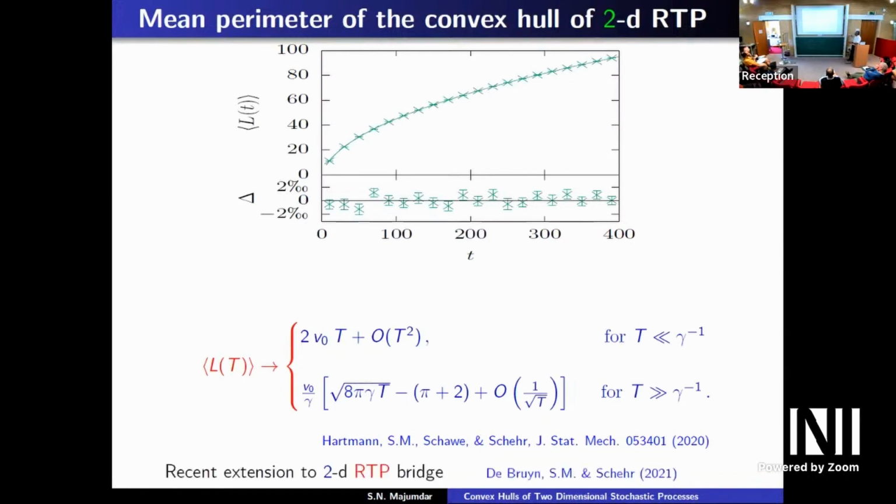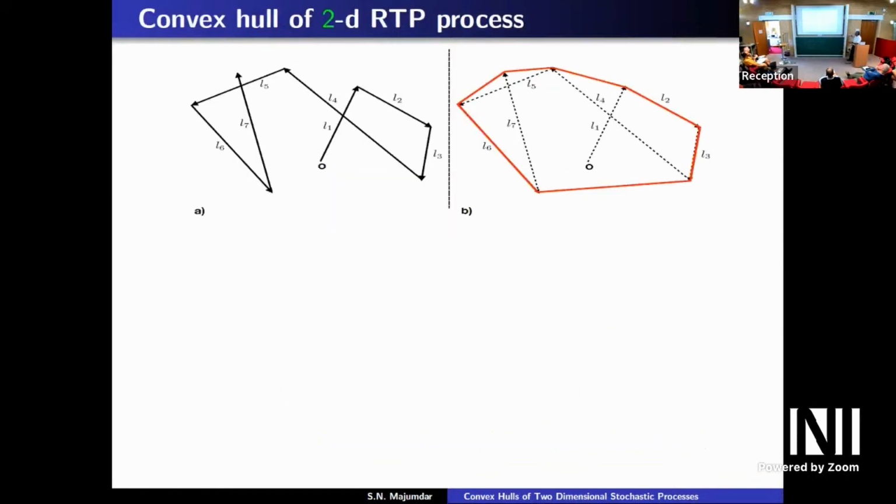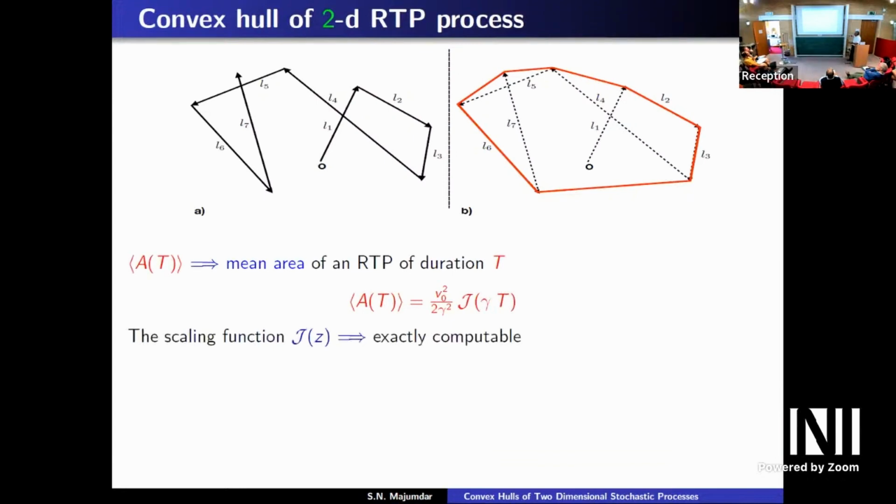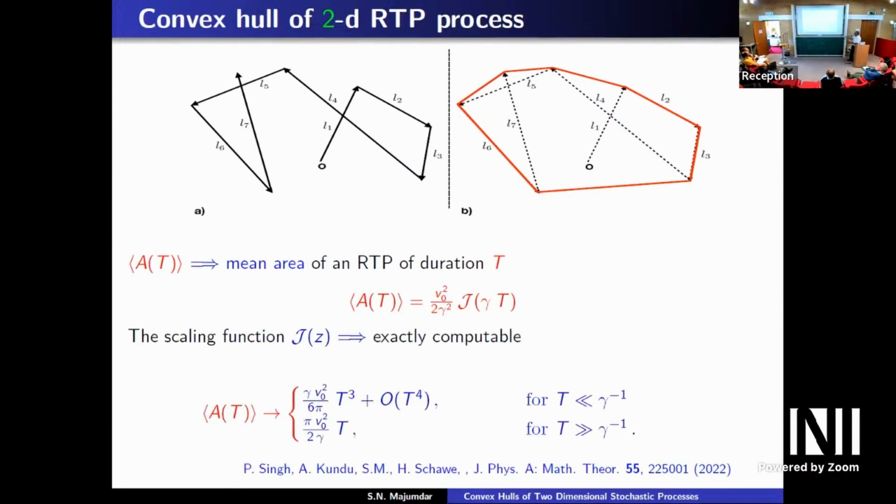What about the area? The area is actually a much more difficult computation, and this was a very recent calculation that we did, Anupam is here. And so we found that this is a scaling function again of gamma T, and this scaling function is very complicated. I don't want to write it down on the slide. But interestingly, you find that the mean area also has two types of asymptotic behavior. When time is much less than the persistence time, it goes like T cubed, which is very small, because it's small T essentially. And for large T, it goes diffusively, as you would expect.